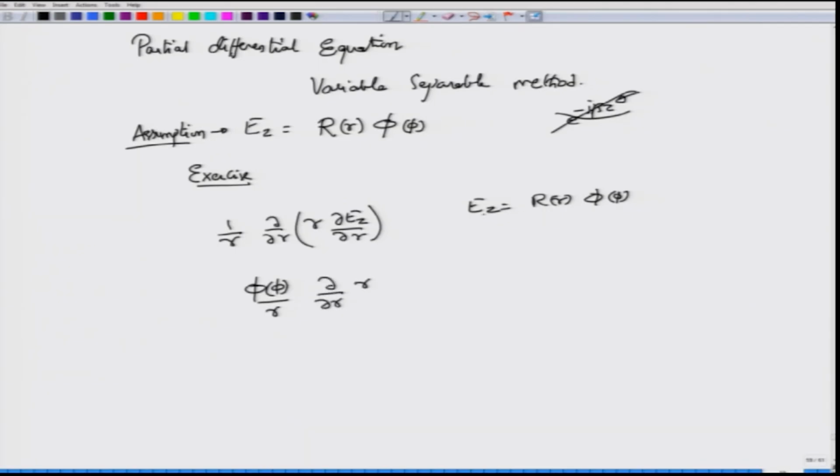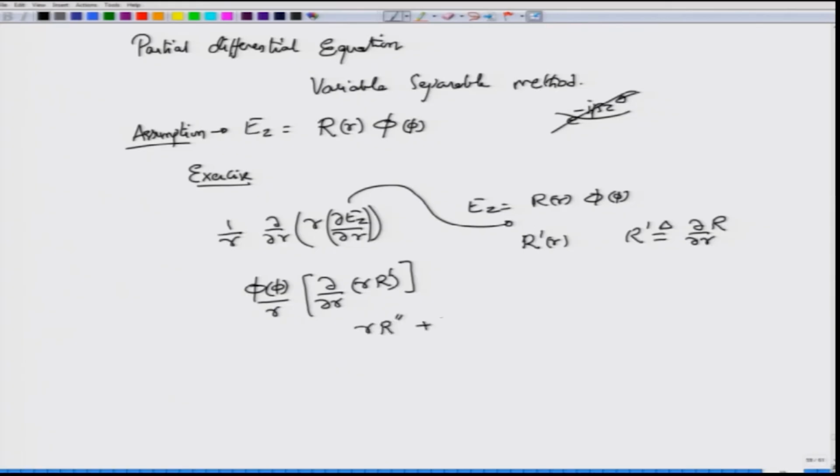So, when you differentiate Ez with respect to r, what do you get? You will get R prime of r, where R prime is by definition del by del r of capital R. Okay. So, you have R prime, and the derivative of the product r R prime with respect to r is fairly simple. So, you have R double prime here plus you have R prime, because del by del r of r will be equal to 1. This needs to be multiplied with Phi of phi divided by r. So, you will have R double prime plus R prime by r multiplied to Phi of phi.